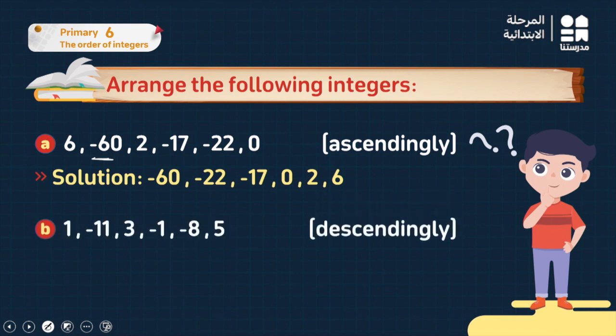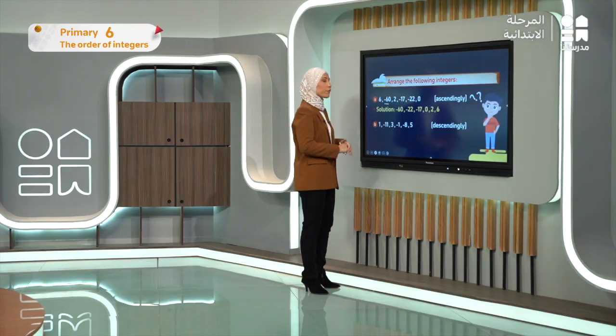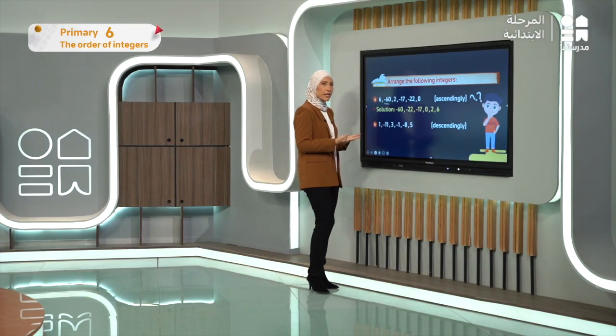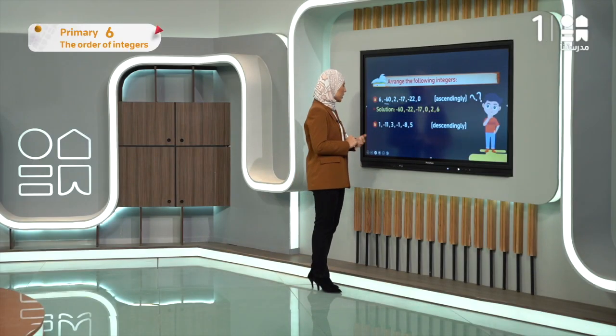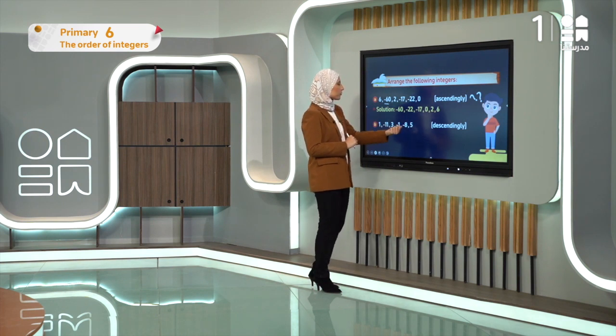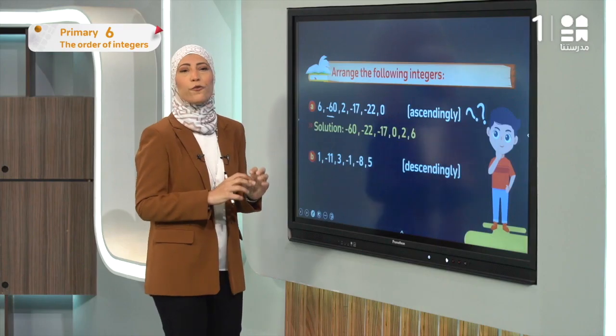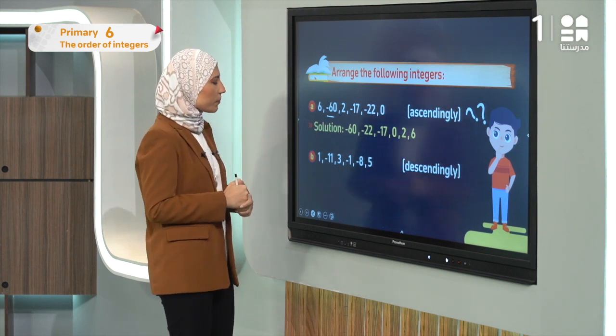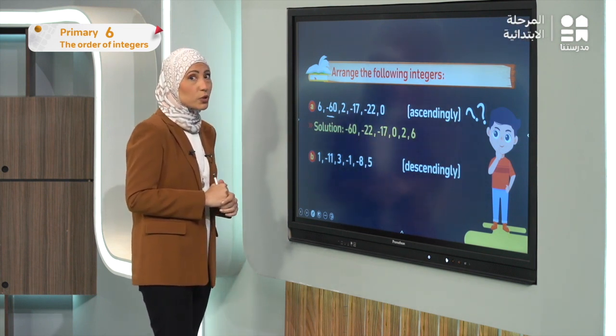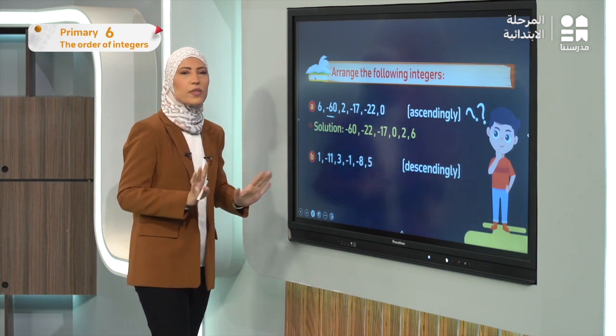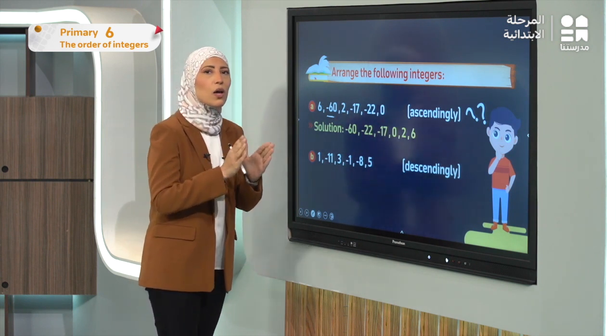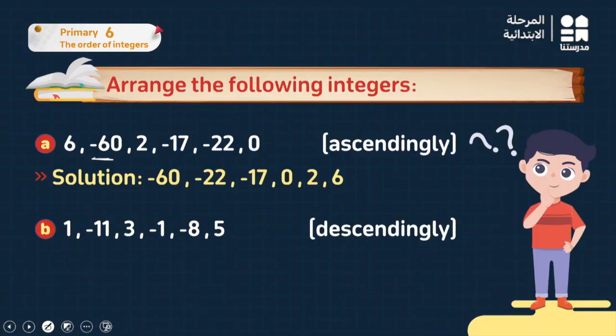Here he wants you to arrange it descendingly, from big to small, from big integer to small integer. We have 1, negative 11, 3, negative 1, negative 8 and 5. So I'm searching for the biggest integers here. Where are my biggest integers? The positive ones, of course. I cannot look at the negative integers. I will look at the positive integers. The positive integers I have are 1, 3 and 5. Of course 5 is the biggest one of them. So I will start with 5, then 3, then 1.